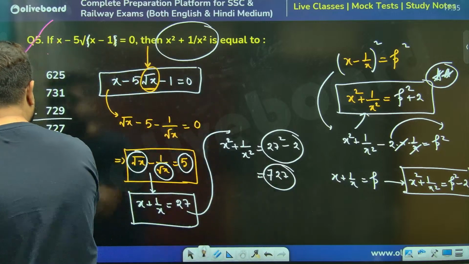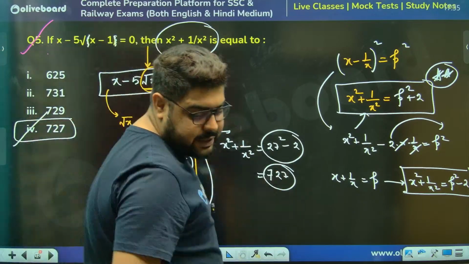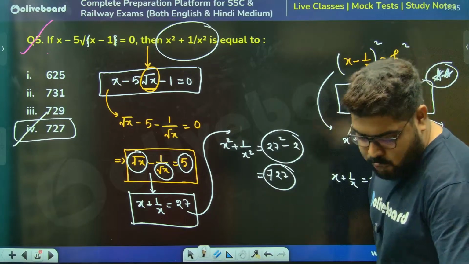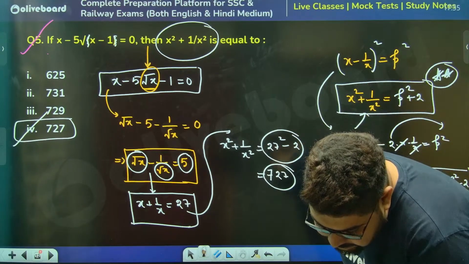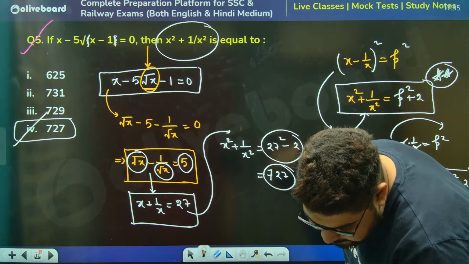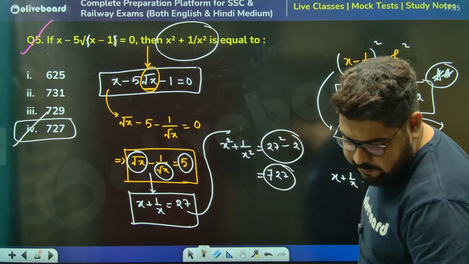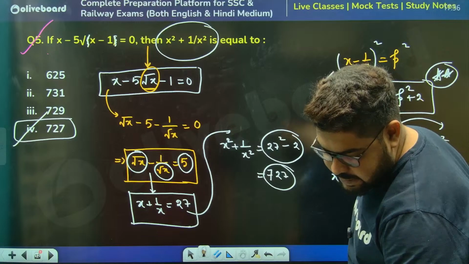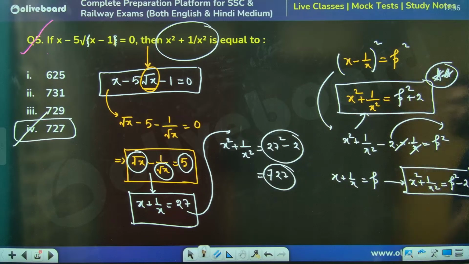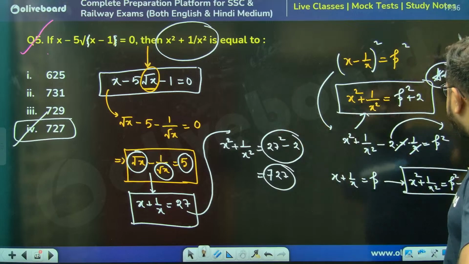Option number 4. Yes, absolutely. So many correct answers. Everyone, the answers are correct. Absolutely correct. Right? So again, this is just for understanding.